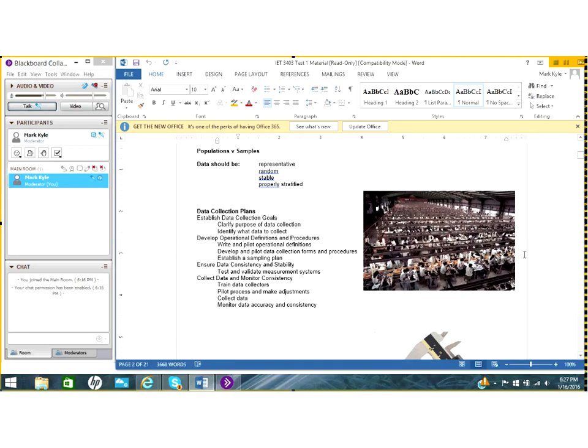But you have to be able to properly define with an operational definition and write procedures describing exactly how and when those measures are to be made. And with that, you establish a sampling plan. You also want to ensure data consistency and stability. You do that by testing and validating the measurement system, doing gauge R&R. It's not an aspect of this class to go into that, but gauge R&R is extremely important.